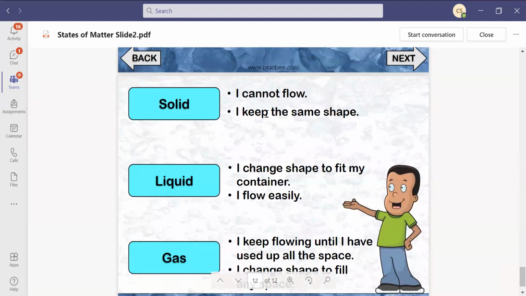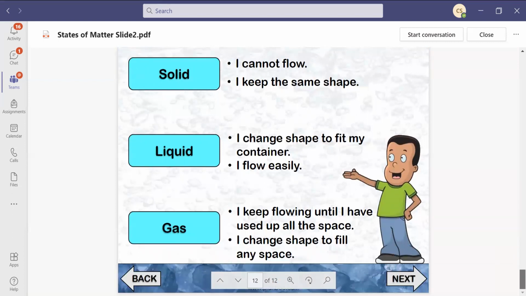A solid was: I cannot flow and I keep the same shape. A liquid was: I change shape to fit my container and I flow easily. And a gas was: I keep flowing till I have used all the space. I change shape to fill any space.